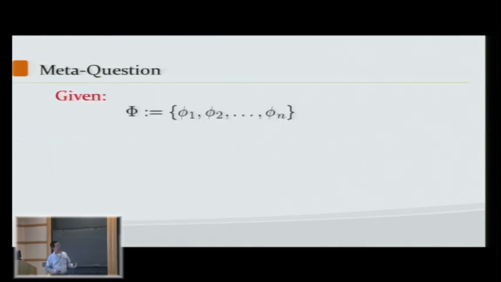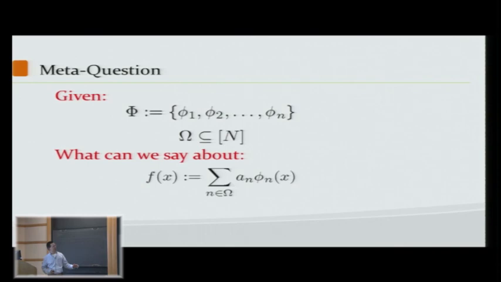And so the meta question that we'd like to understand is: if I just have a system of size n, and I take some subset of it, and I consider omega as indexing some subset of these basis functions, I would like to know what can I say about a function that I get by just putting coefficients on this subset of the system. So this is the general theme of the kinds of problems I'm interested in.